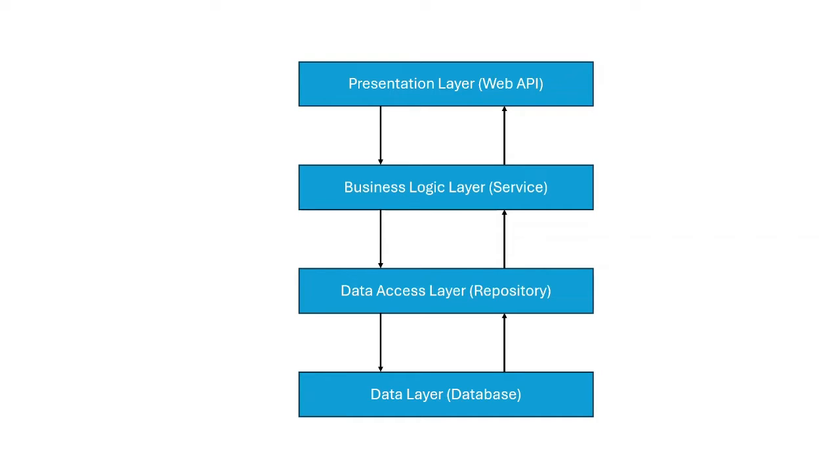Layer 3 is the Data Access Layer, the Repository Layer. This layer has repositories and it is responsible for accessing and manipulating data from the database. It provides methods to perform CRUD, create, read, update, delete operations. Layer 4 is the Data Layer, the Database Layer. This layer has the database and it is where the application's data is stored.